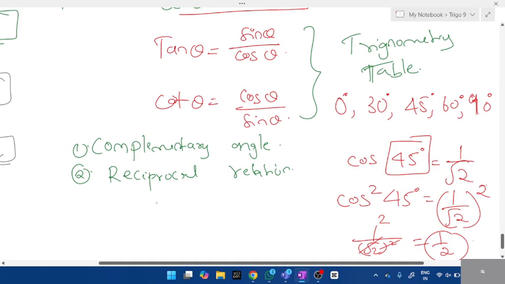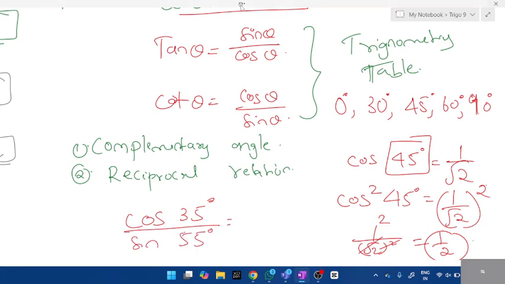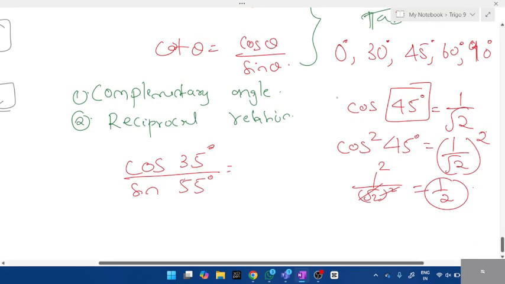Okay, what if 45 is not given? For example, they give you cos 35 degrees divided by sin 55 degrees. Do we have these values in the table? No, sir. Then what do we do? How do we solve this, students? First preference, we give to the complementary angle.